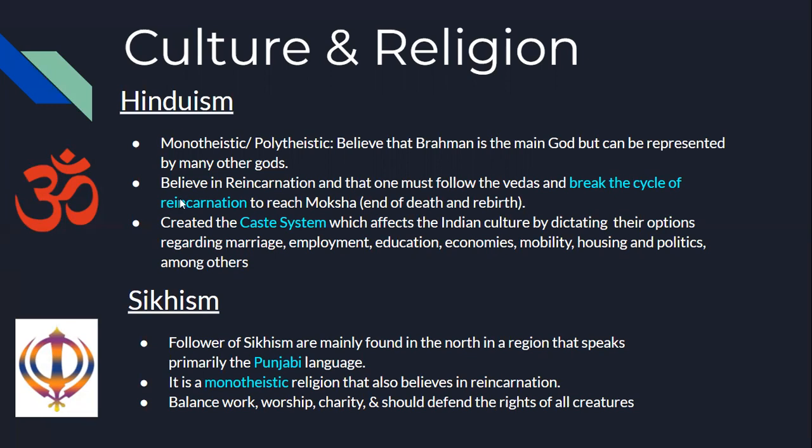The Hindus also believe in reincarnation and that one must follow the Vedas, which is their holy text. They must follow the law of the Vedas and break the cycle of reincarnation. That is their ideal. That is what they want to reach. And this is to reach moksha, which is the end of death and rebirth. So to stop the cycle of reincarnation, they must follow the Vedas in order to reach moksha.